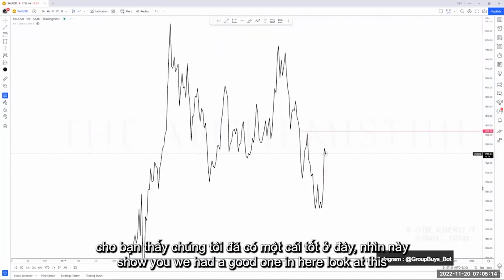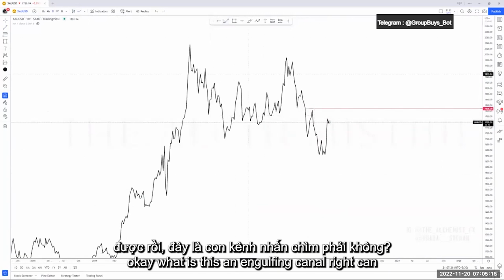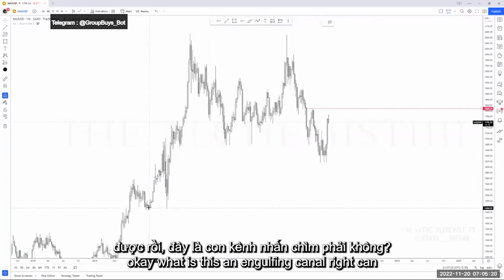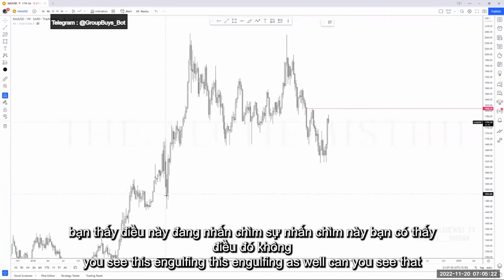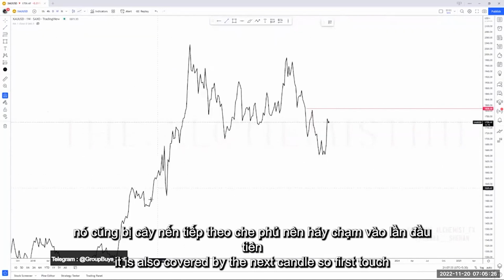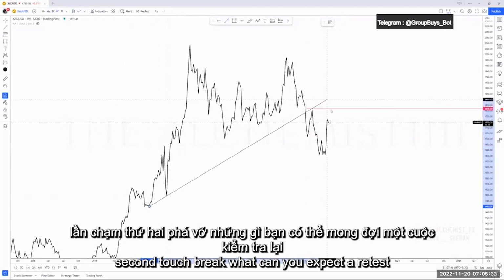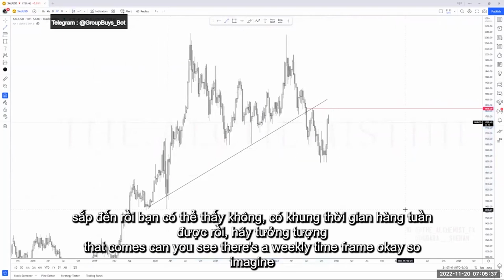We had a good one in here. Look at this. What is this? An engulfing candle, right? Can you see that? This engulfing, this engulfing as well. It is also covered by the next candle. So first touch, second touch, break. What can you expect? A retest. There it comes.